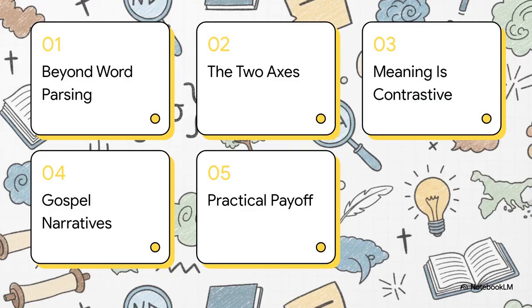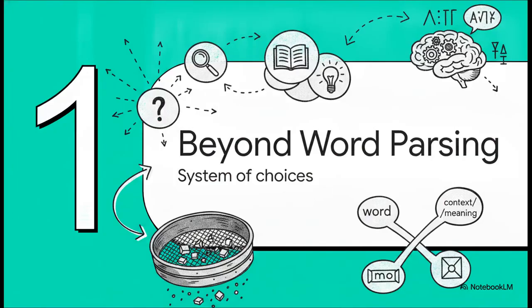Here's our roadmap. First, we'll move beyond mechanical word parsing. Second, we'll explore the two axes of language. Third, we'll see exactly why meaning is contrastive. Fourth, we're going to decode the gospel narratives. And finally, we'll wrap up with the preacher's practical payoff. Basically, we are moving from basic 1D grammar rules to the cinematic dimensions of language that will completely change how you read, teach, and preach. Let's jump into part 1.